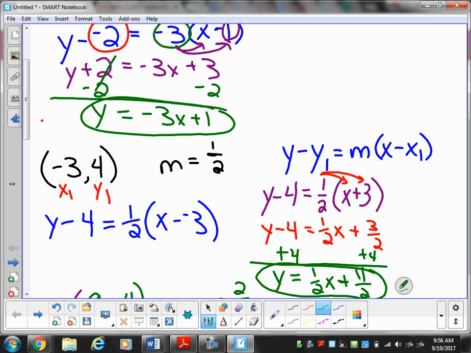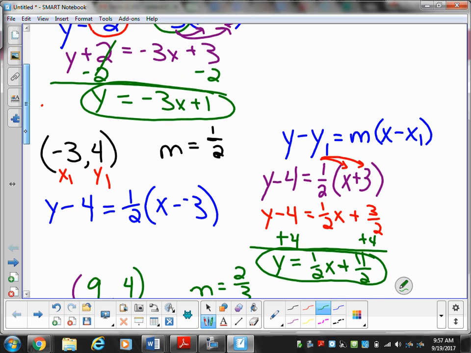I rewrote 4 as 8/2, because 8 divided by 2 is 4. And then I added the 3 and it became that. Again, in your calculator, you just put 3/2 plus 4. So you got that thing. Okay, questions on that one?